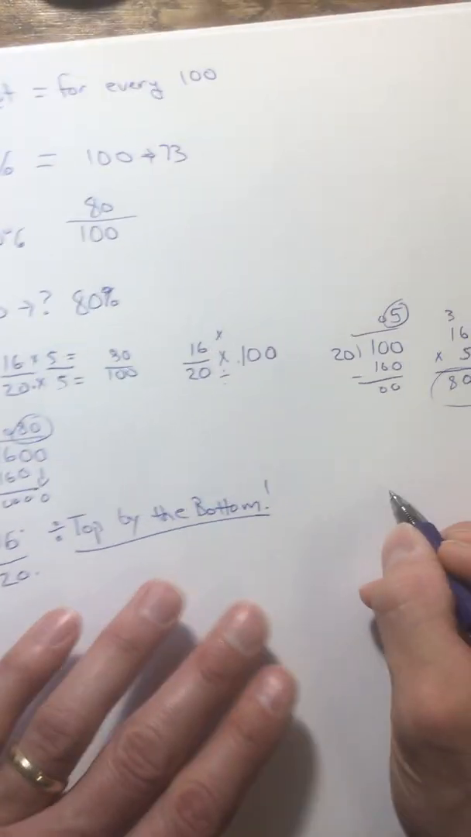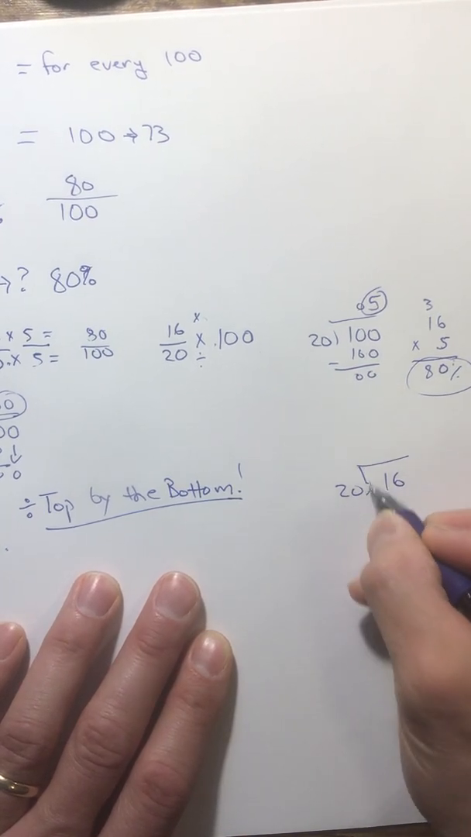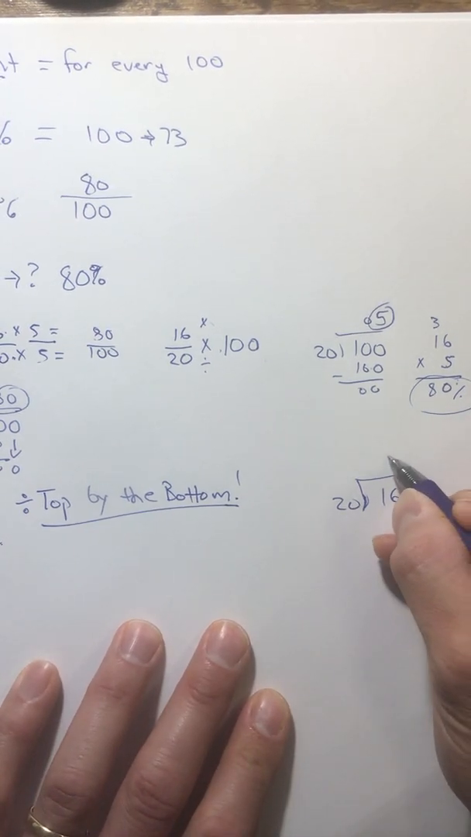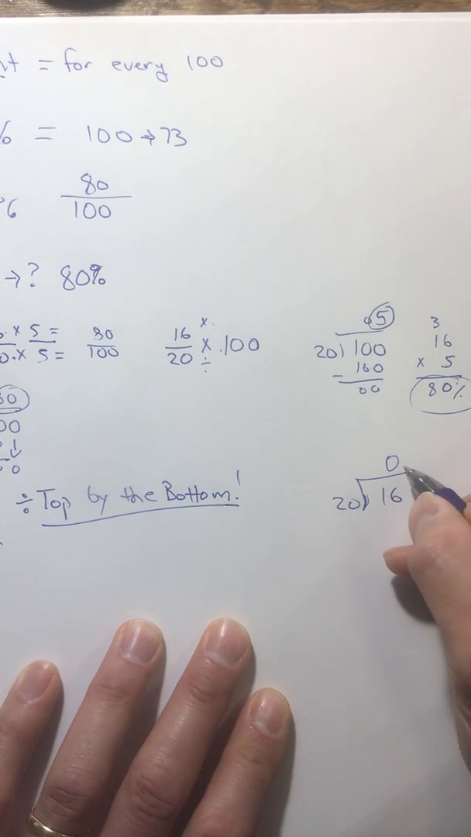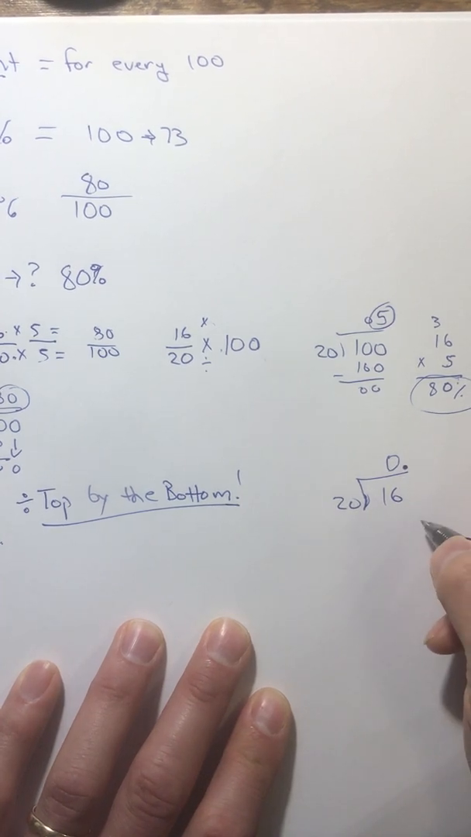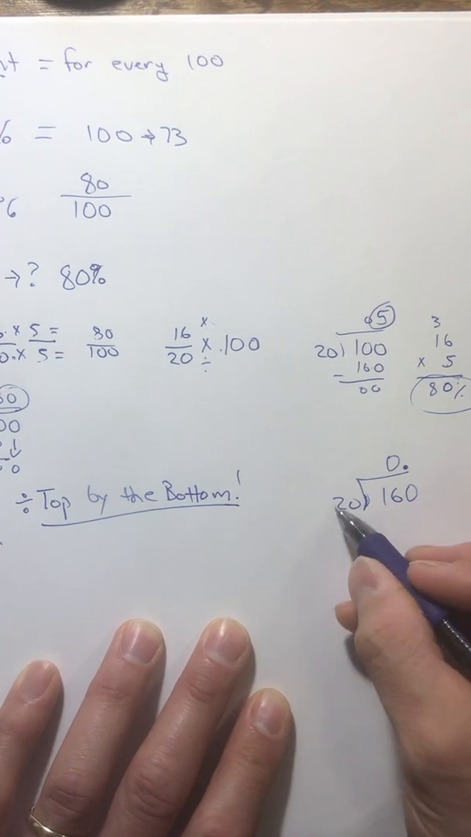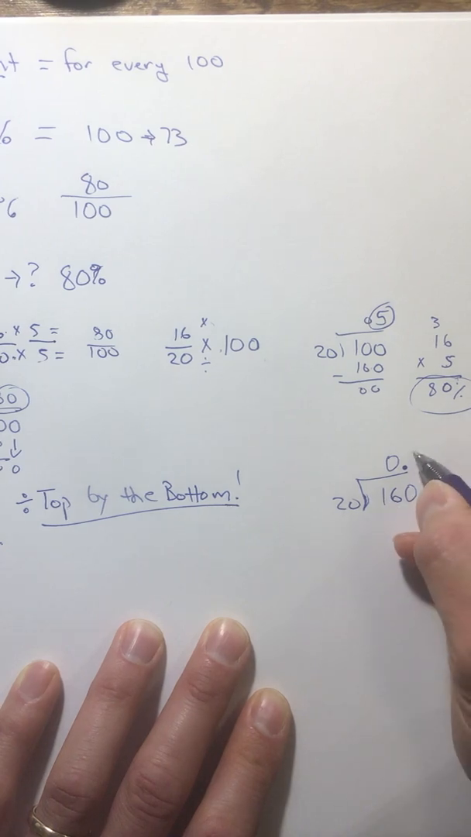So let's take a look at that here. Get some space. 16 divided by 20. Again, the top of the fraction goes in the box. 20 into 16, I cannot do that. 0 times, Mr. Hoefer. Then we put a decimal point right there. We throw in an extra 0 so we can keep working. 20 into 160. If you remember from before, that's going to be 8.